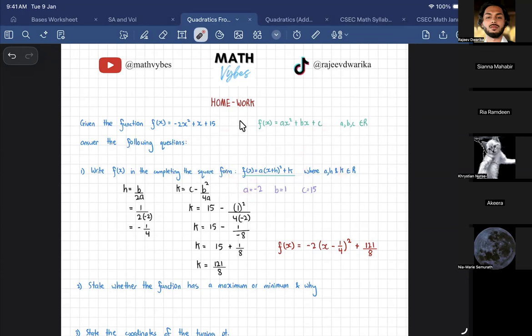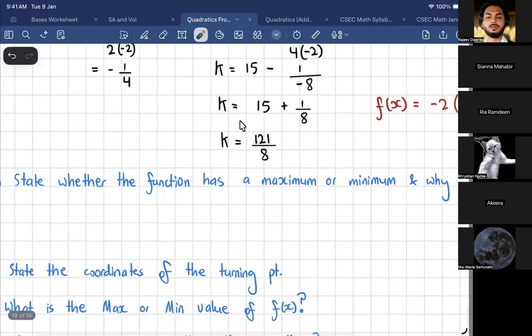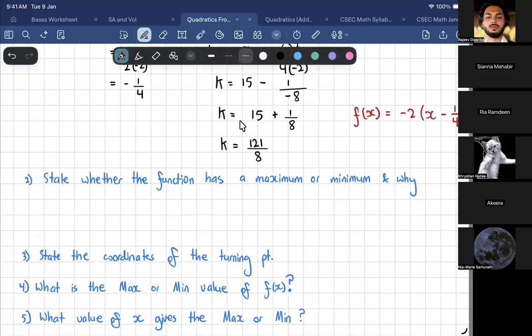All right. What type of turning point do you think that function has? A maximum turning point or a minimum turning point? Would it be maximum, sir? Why would it be maximum? Because a is less than 0. Yes. Perfect. So they're asking us if the function is a maximum or a minimum.